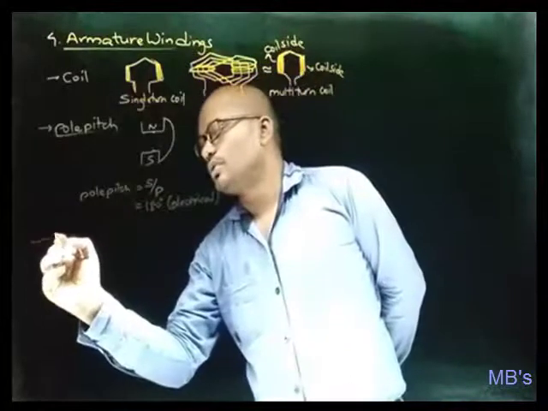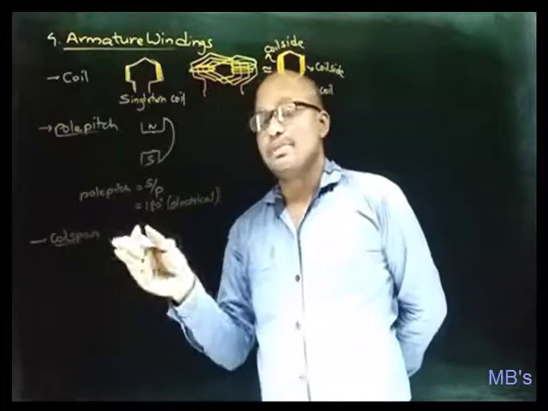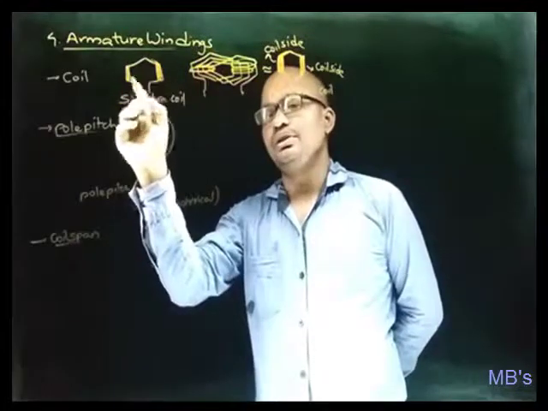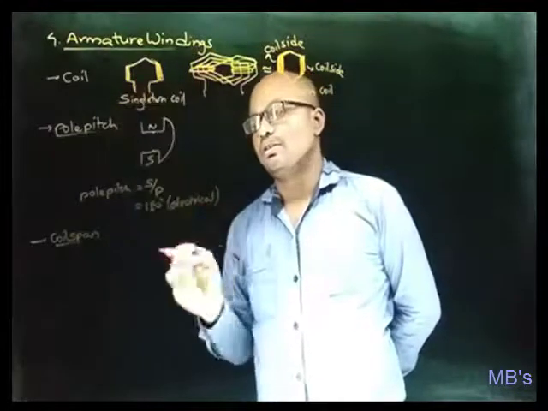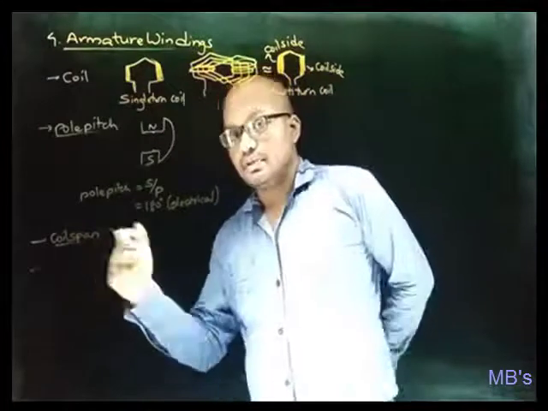Next, coil span. So coil span is the distance between the two conductors of a coil. So it can be measured in terms of number of slots. Coil span.